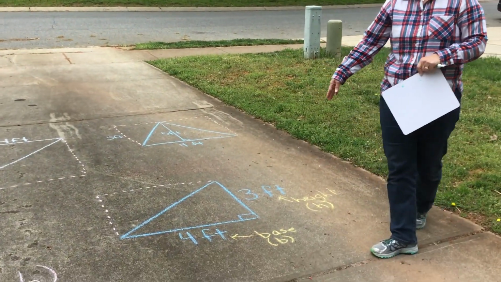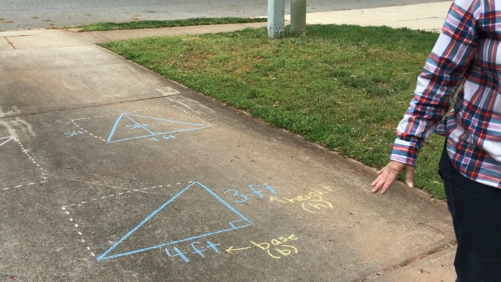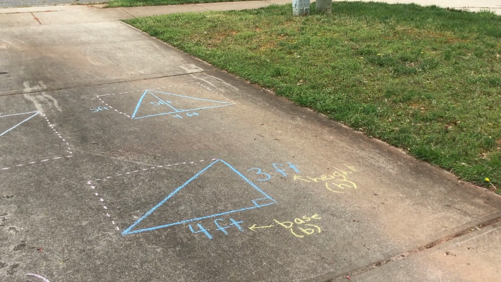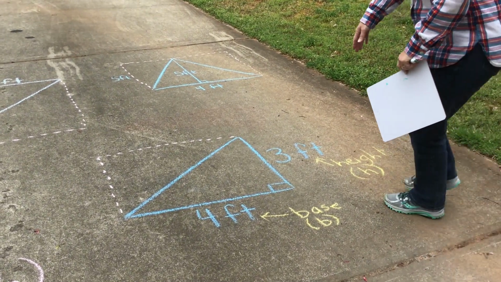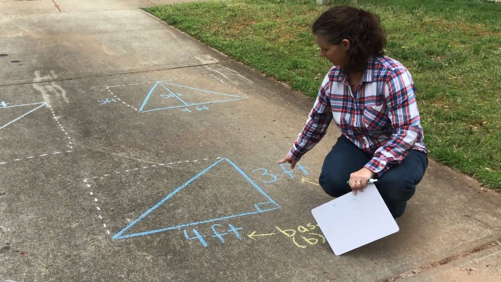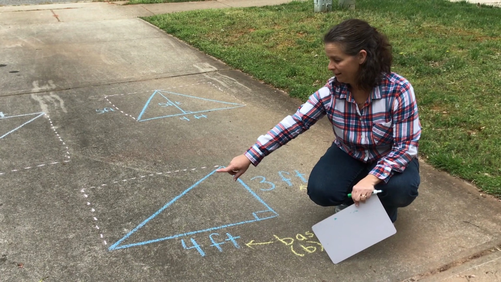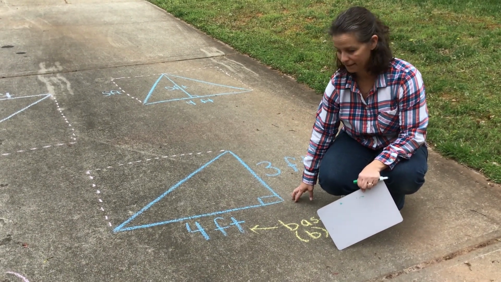All right, let's look at this blue triangle first. In this blue triangle, I just want you to look at the blue for right now. In the blue, what type of triangle is it, first of all? Well, there's a right angle right here, so we know it's a right triangle. And since it's got 3 feet, 4 feet, and that side's going to be longer than 4, we know it's a scalene. So it's a right scalene triangle.